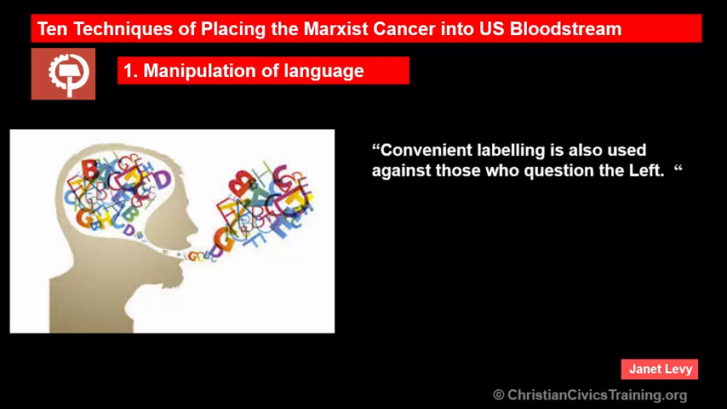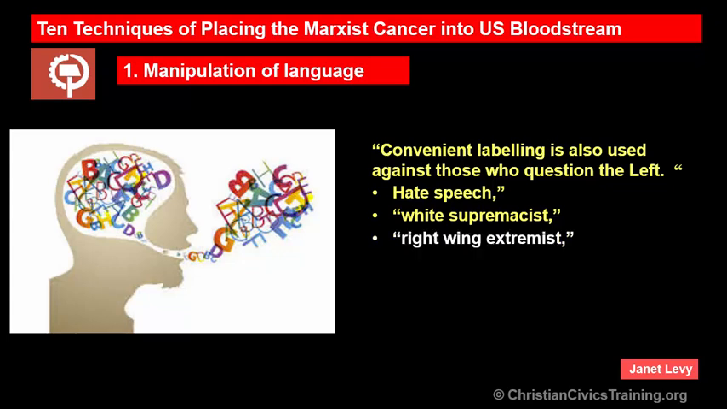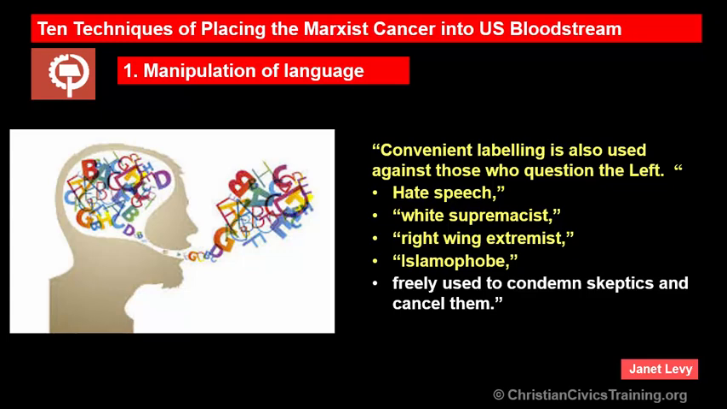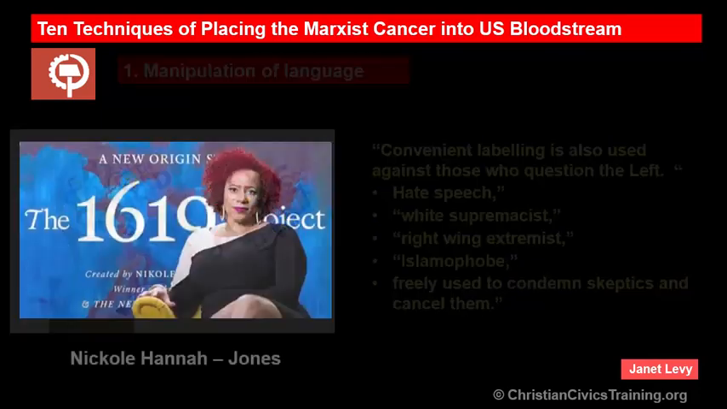She continues, convenient labeling is also used against those who question the left. It's called hate speech if you disagree, or you're a white supremacist, or you're a right-wing extremist, Islamophobe. The left freely and aggressively uses terms to condemn skeptics and cancel them. So that's the manipulation of language.